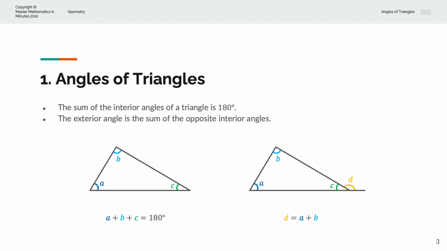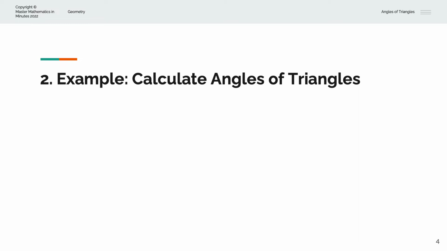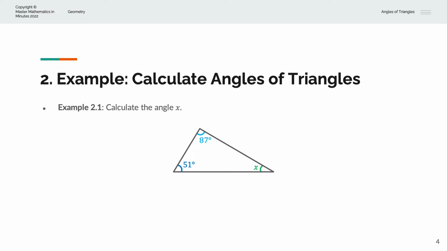Let's take a look at a couple of examples. In the first example, we're asked to calculate the angle X. So we're given a triangle with two angles labeled 51 degrees and 87 degrees, and we're asked to find the angle X. Because the sum of all of the interior angles of a triangle is 180 degrees, X is equal to 180, which is the total, minus 51, minus 87. And that gives us 42 degrees.